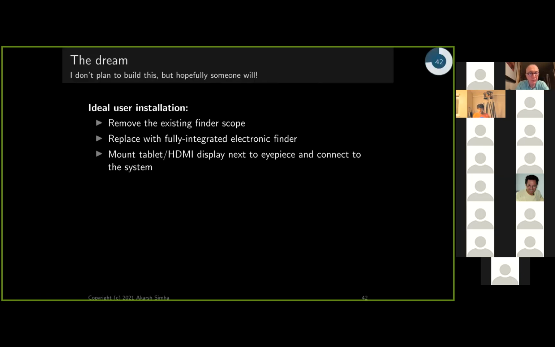So in practice, such a system can be built, in my opinion. I think all that is left is engineering work. And so this is sort of my North Star system. And it'll have this sort of user installation where the user just removes their existing finder scope, puts in this electronic finder scope, which is fully integrated. It has its own computer running plate solving, like a Raspberry Pi or whatever. And they mount an HDMI tablet or a display next to the eyepiece and connect wirelessly to the system.